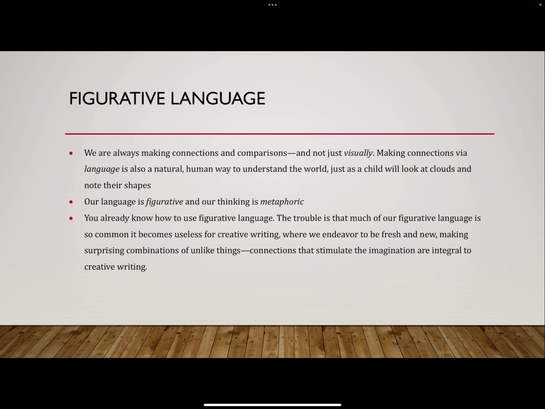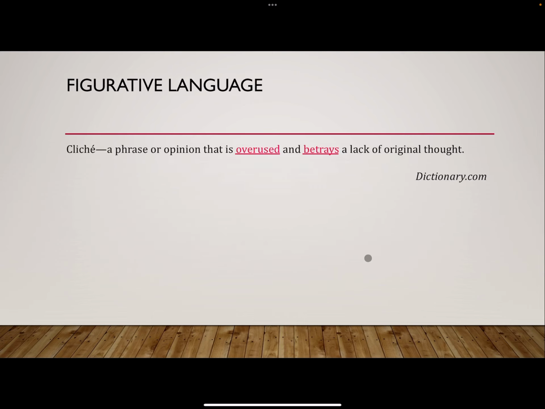The trouble, however, especially in creative writing, is trying to move beyond the expected, the typical, the less creative language, looking for something fresh and new, something surprising, something that stimulates our imagination. Basically, we want to avoid cliches, a phrase or opinion that is overused and betrays a lack of original thought, right? So you're letting someone else do the work for you when you pull out this comparison.